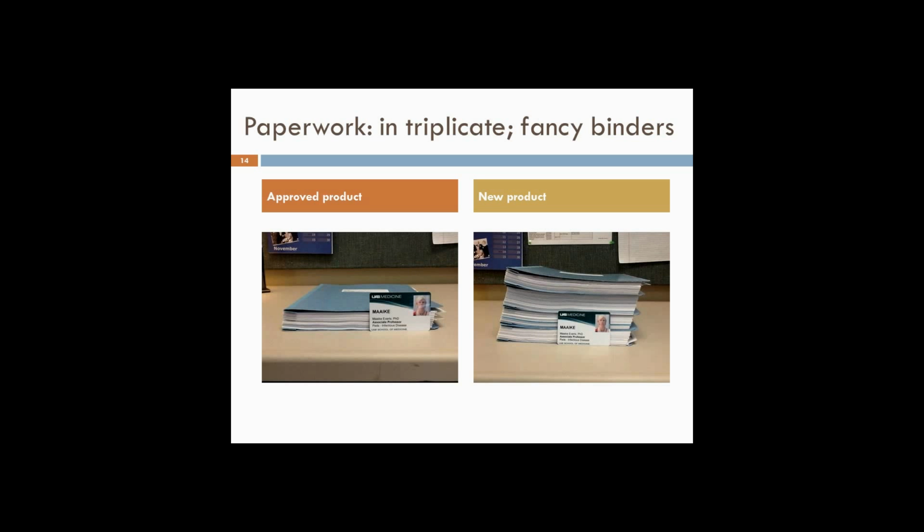But you have to submit it in triplicate. The FDA gives you the order number of the fancy binders that they like to see. I guess they'll have shelves and shelves of nicely lined up binders. But this kind of shows you the difference between, on the left, an IND for an approved product.